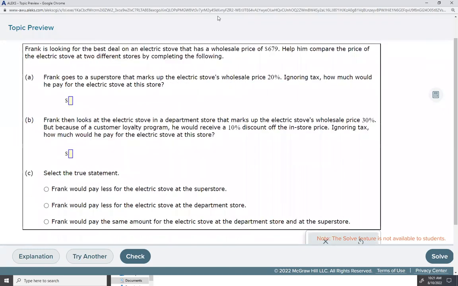Well, Frank is a nice guy, and Frank is looking for the best deal on an electric stove. Yeah, I tried gas. I did not care for it. Almost made the kitchen heat like 90 degrees. Of course, we didn't have air conditioning.